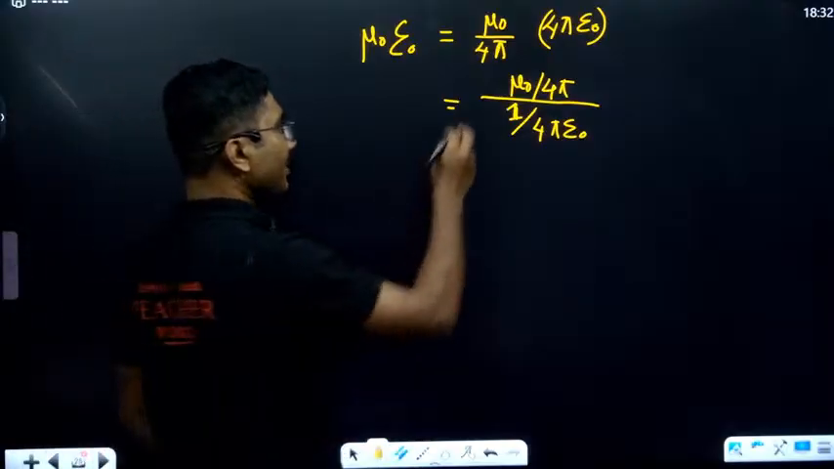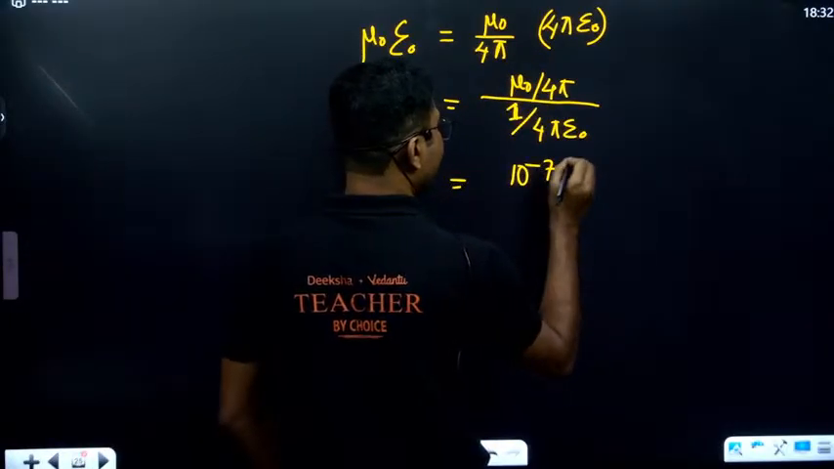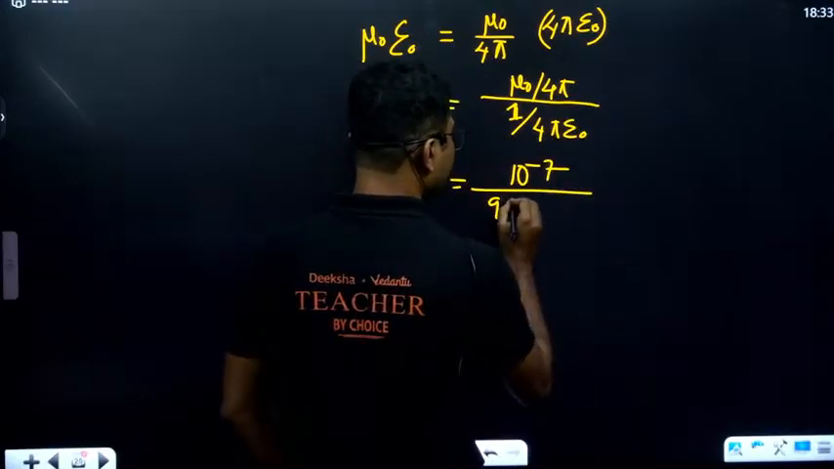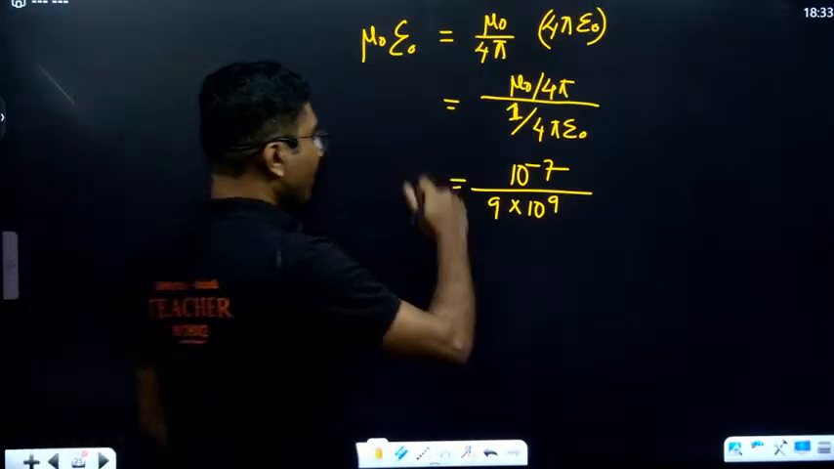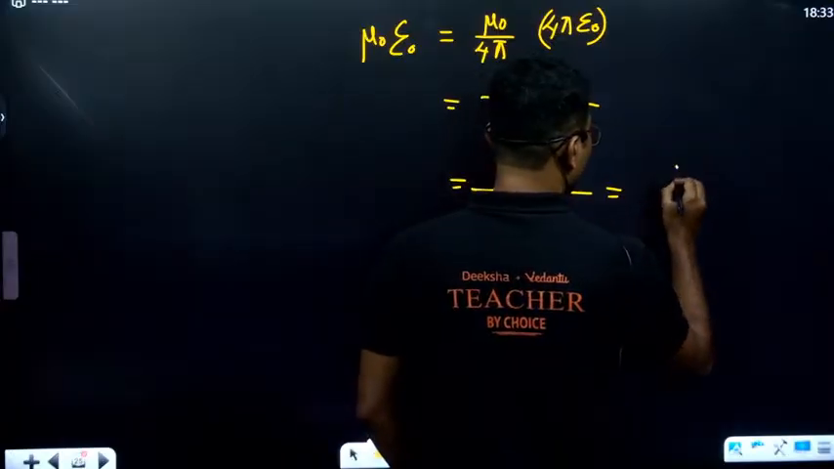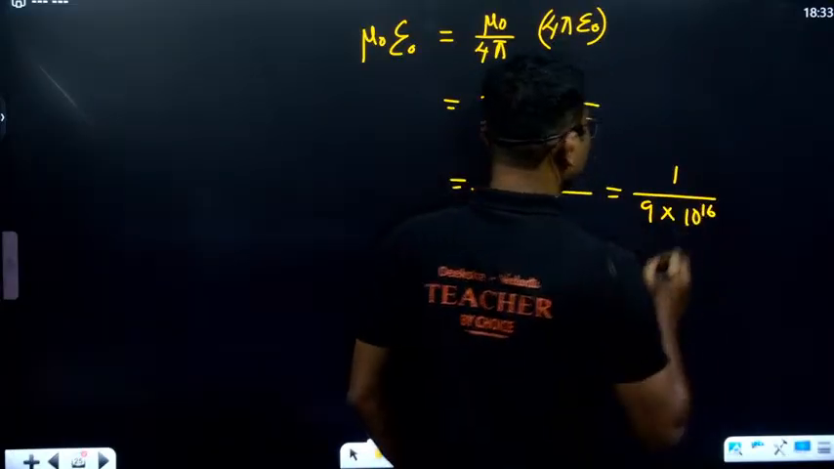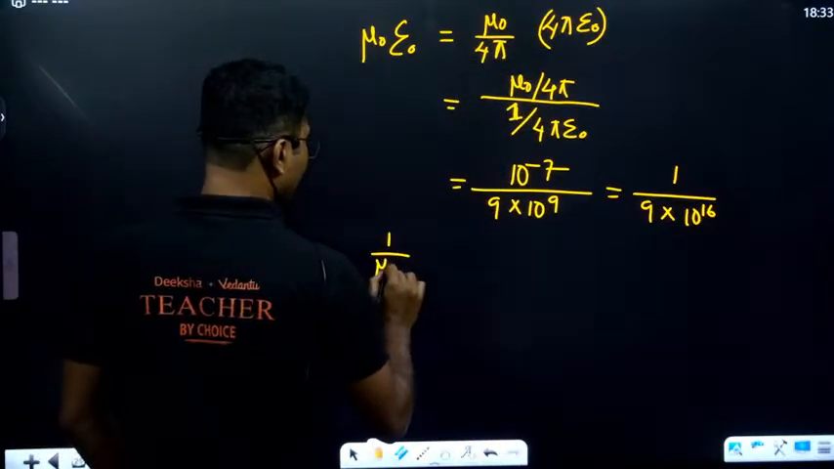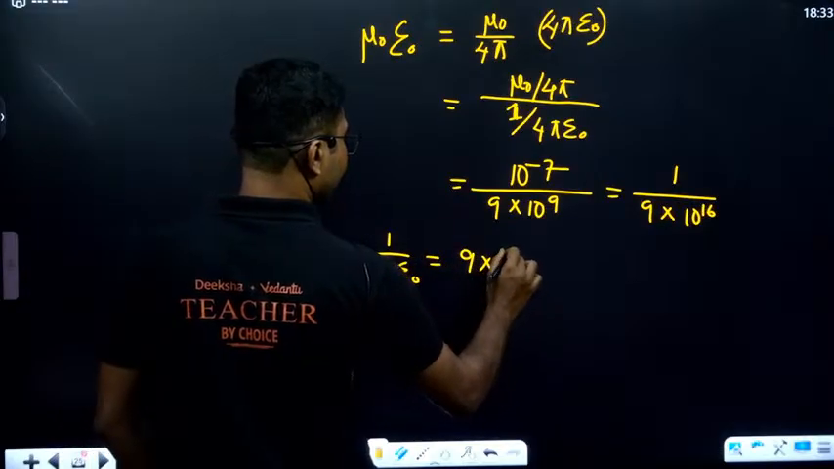Okay, so mu naught by 4 pi is what? It's basically 10 to the power of minus 7. 1 by 4 pi epsilon naught is what? 9 into 10 to the power of 9. Right? Now, let's take this value as division as well. We get 1 by 9 into 10 to the power of 16. Okay. Now, let's invert it. We get 1 by mu naught epsilon naught equals 9 into 10 to the power of 16.